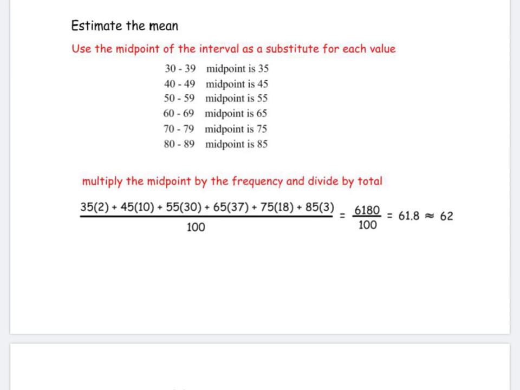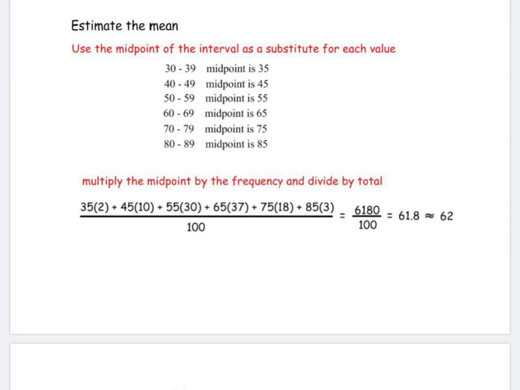So in order to find the mean, you need to take the midpoints and multiply them by the frequency, or how many are in that particular interval. So the first midpoint we had between 30 and 39 was 35. There were two numbers in that interval, so we took 35 and multiplied it by 2. The next midpoint we had between 40 and 49 was 45. So we took 10, because there were 10 numbers in that interval, and multiplied it by 45. And we did the same thing for the other four intervals.